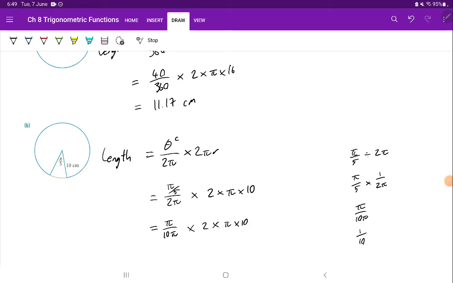And now we can just use our calculator to get the exact value. It's equal to 6.28. And once again, centimeters, because that's the units in the question.